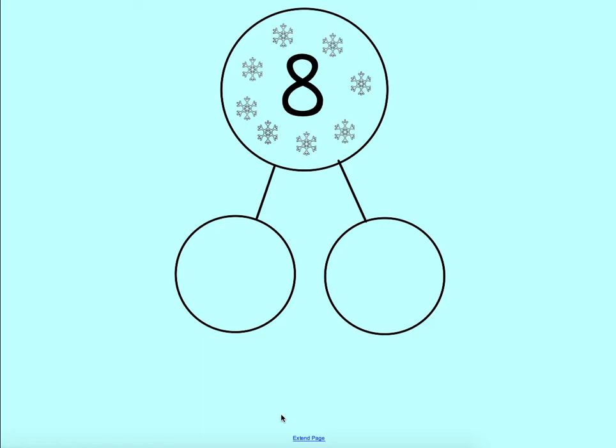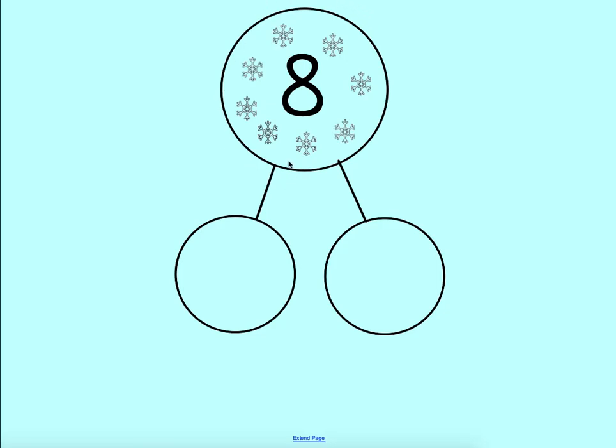Guys, do you know what math tool I have up on the screen right now? That's right, it's a number bond, and we've used a lot of number bonds this year. Do you remember what we call this circle right here? The whole. And what does whole mean? All of them. Very good. So this is where we put all of them together.